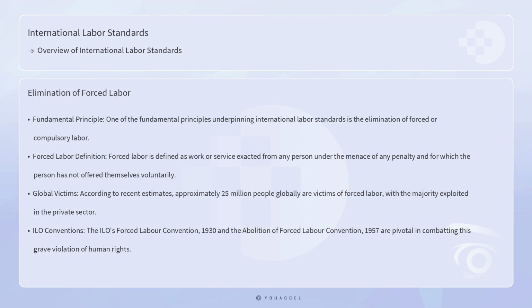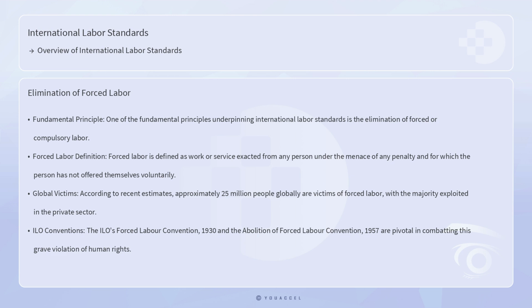treatment and compensation. One of the fundamental principles underpinning international labor standards is the elimination of forced or compulsory labor. Forced labor is defined as work or service exacted from any person under the menace of any penalty, and for which the person has not offered themselves voluntarily.